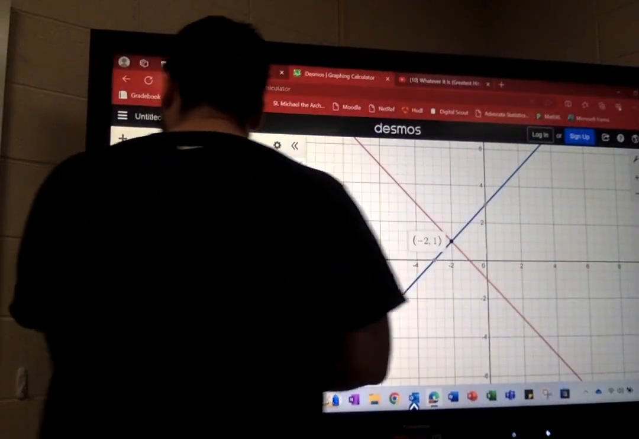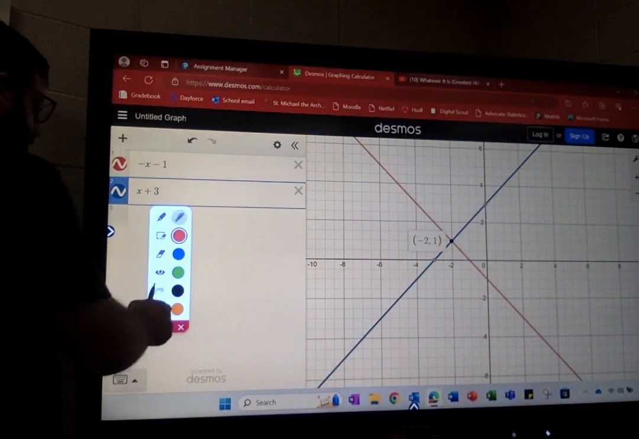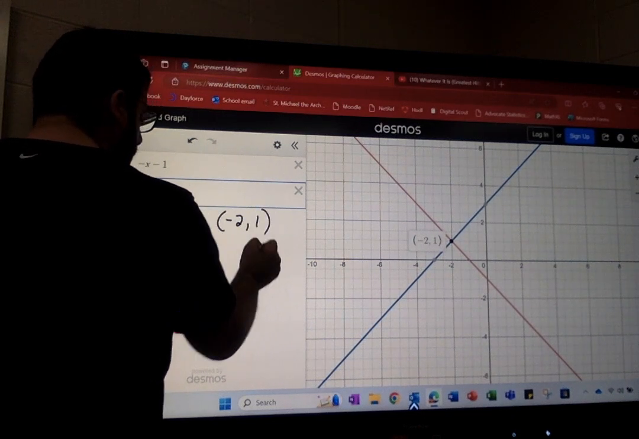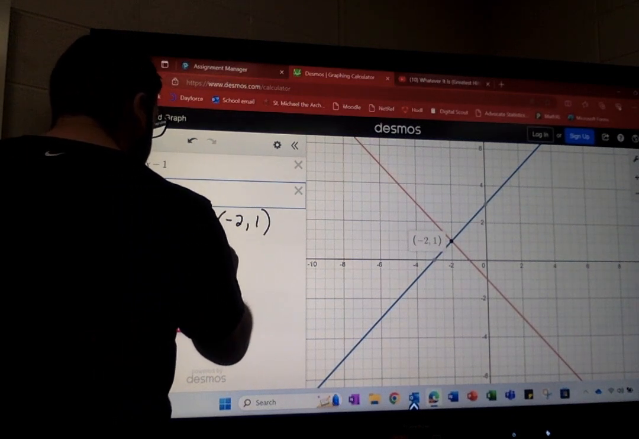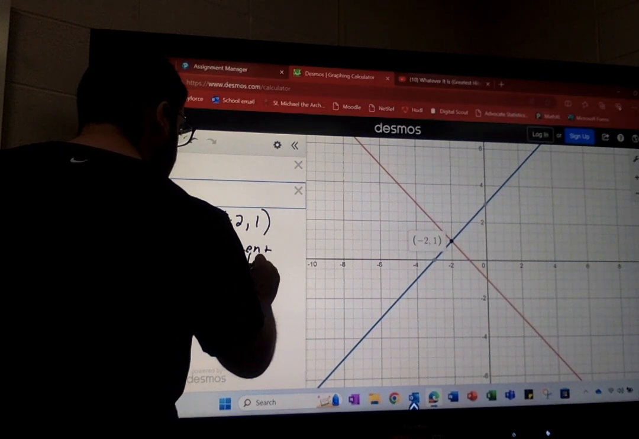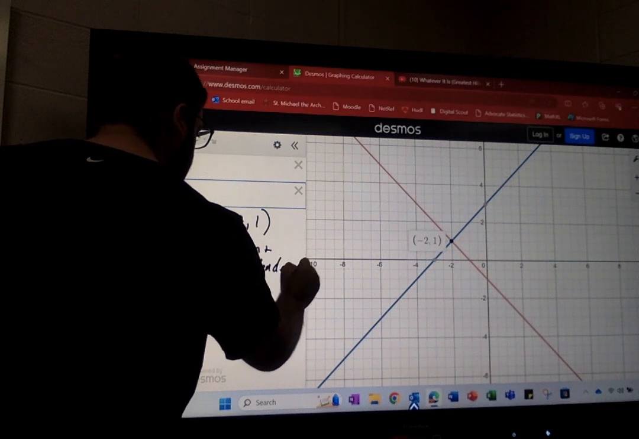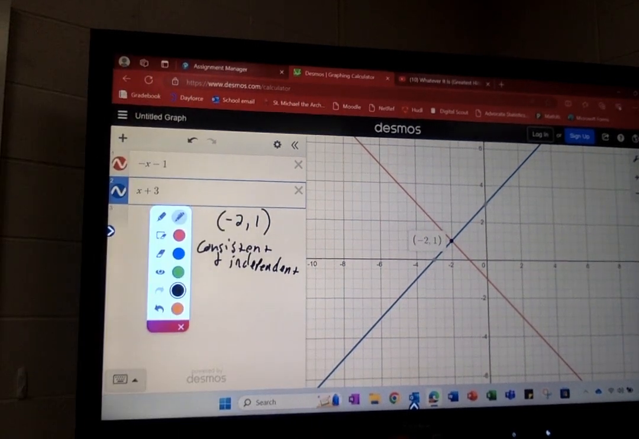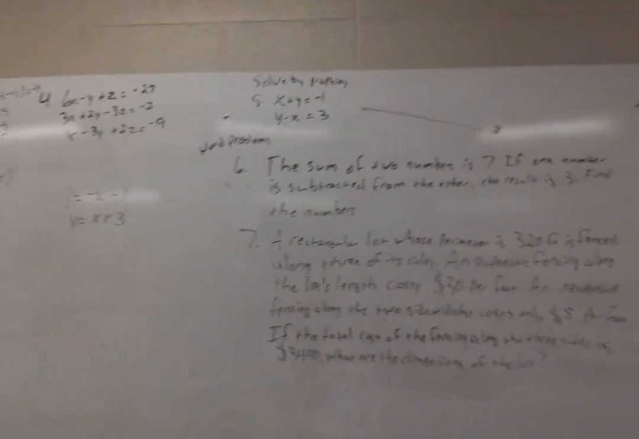So let me annotate this here. So again, my solution here is negative 2, 1. And because there's a solution here, it's consistent and independent. All right. So yeah, put your graphs in slope-intercept form and find where they intersect. That's the solution. Okay. All right. The last part of your test is going to be word problems. Okay.